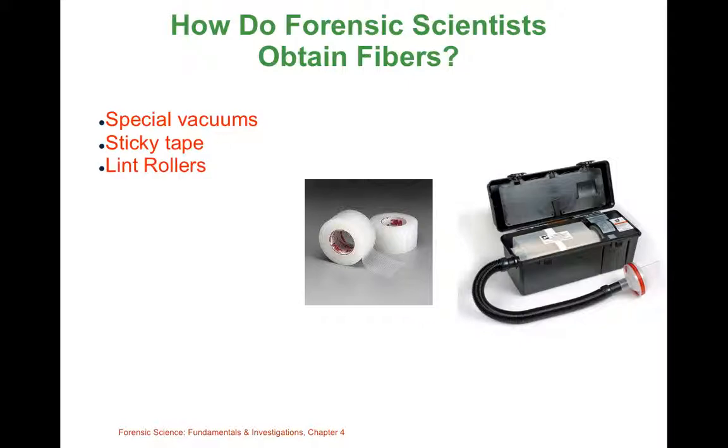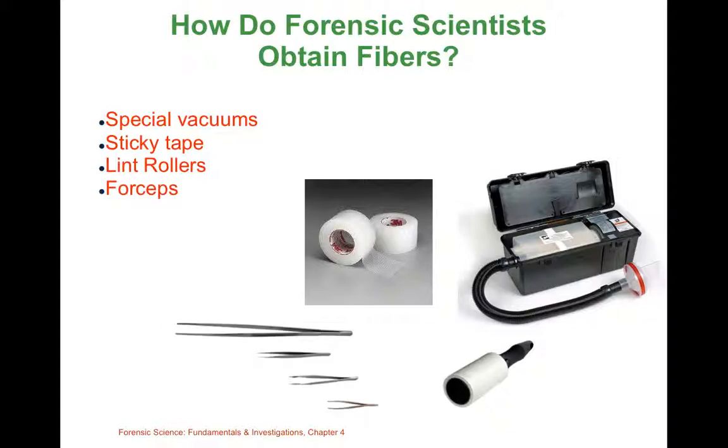Similarly to sticky tape are lint rollers. A lot of people have these in their homes in order to take off dog and cat hair because what they do is literally they just get the fiber to stick to the tape. And finally, you can use forceps, right? Or another word for forceps is tweezers.